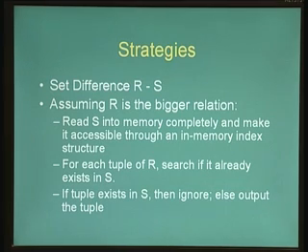That means we read S into memory as usual, that is, read the relation S using the S iterator into memory and put S into an in-memory index structure or a hash structure. And for each tuple of R, check to see whether it already exists in S. If it already exists in S, then discard the tuple, or if it does not exist in S, then output the tuple. As simple as that.